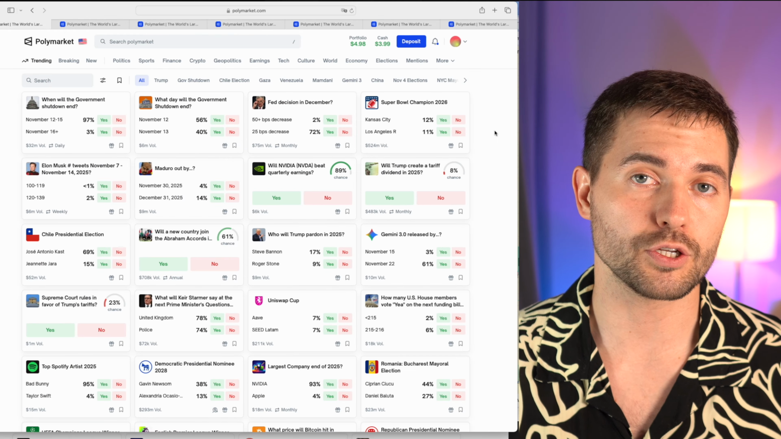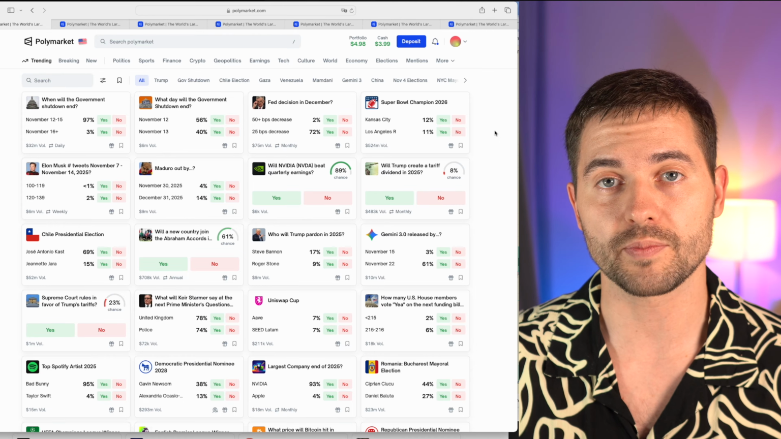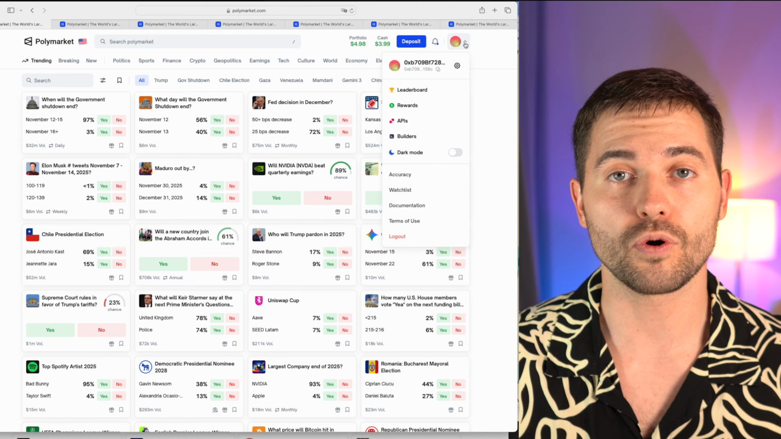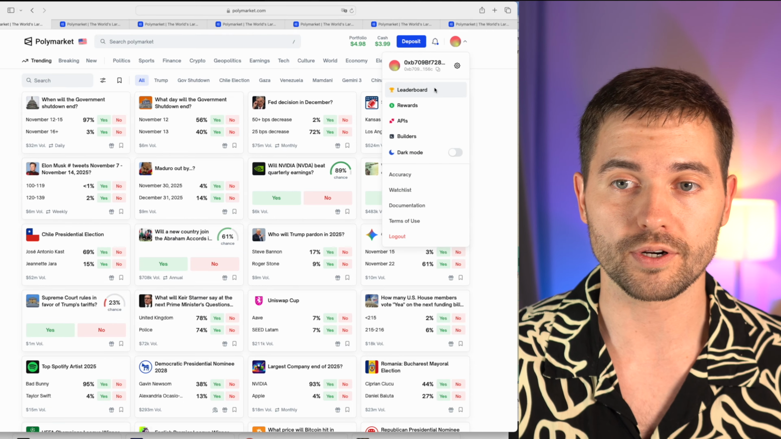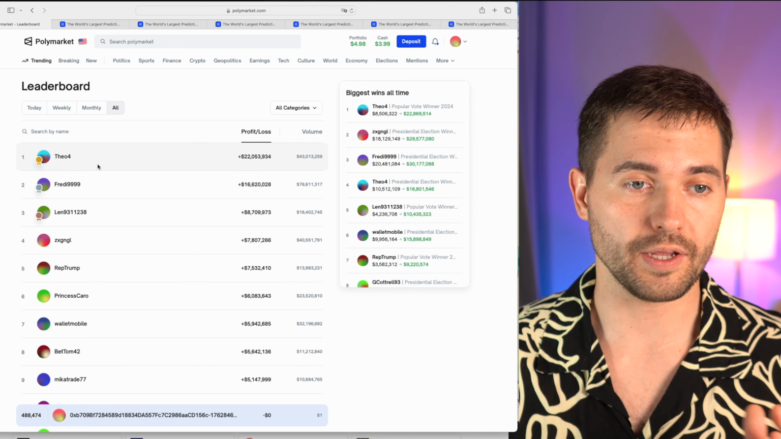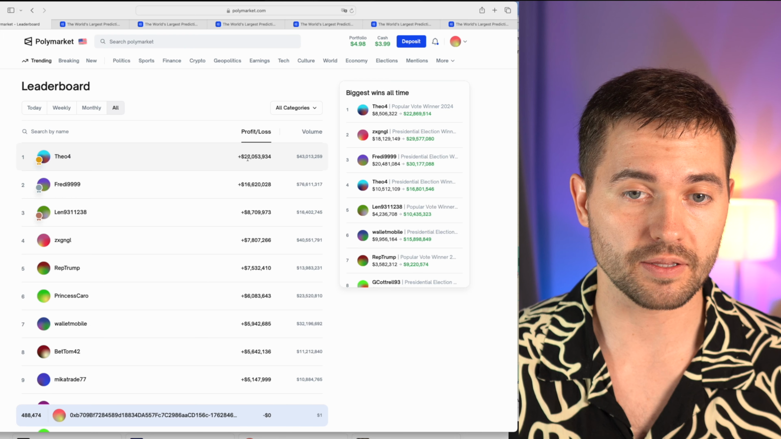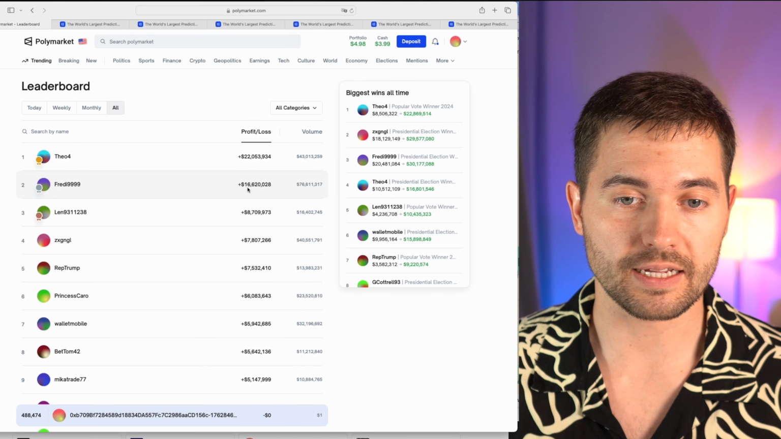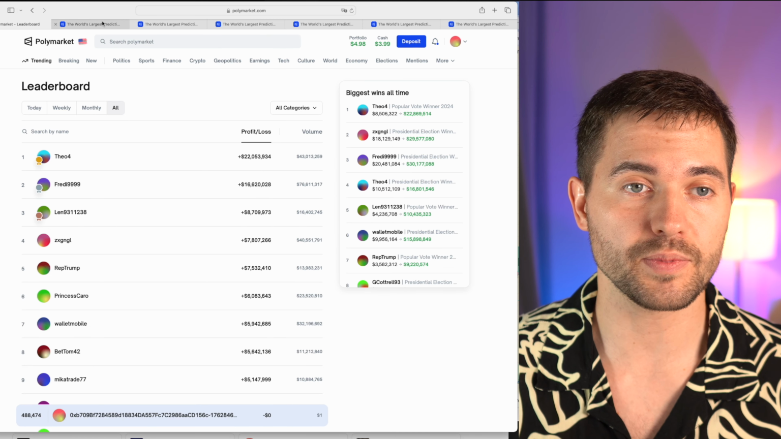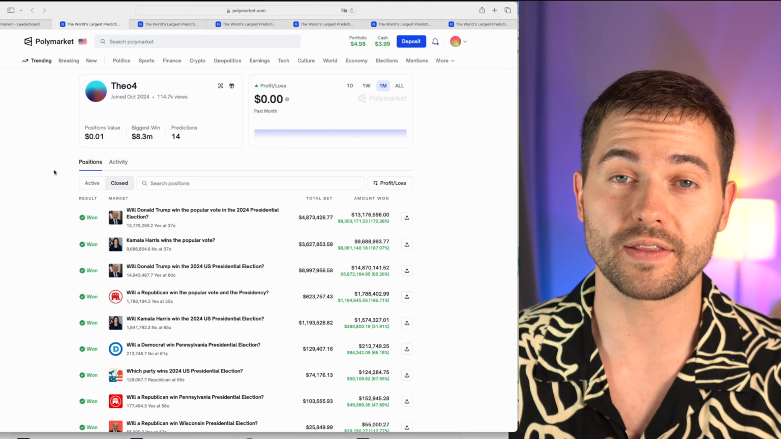Now, since Polymarket is on chain, we can actually look at individual wallets and see who's profitable and who's losing money. To find that, you go into your profile, you go into the leaderboard, and you will see the list of the profitable wallets. If you sort by all, we have these top 3 wallets. You can see their profit: the top one is 22 mil, the second is 16 mil, the third one is 8 mil. And let's look at what they have done in the past, where they bet their money.